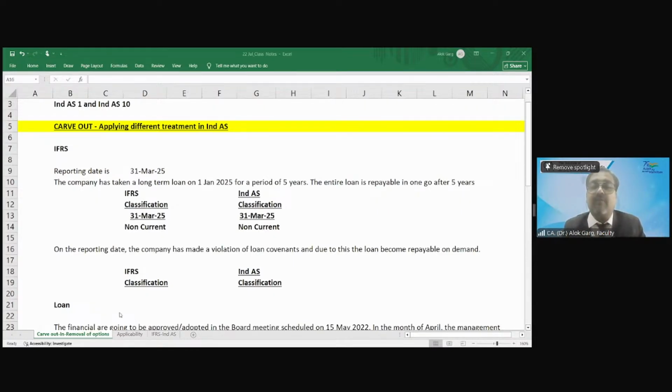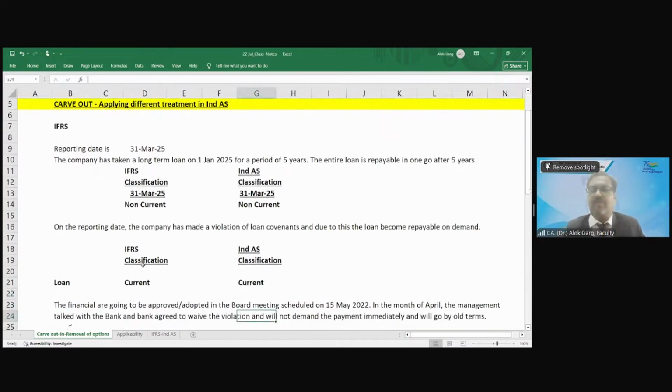Now tell me, what should be the revised classification of this loan in IFRS or Ind AS? Current. Very good. It should be current. It should be current liability, right? Because now it is repayable on demand, so it becomes a current liability. Okay? Yes. Now let me give you more information. So we understood for the reporting date.